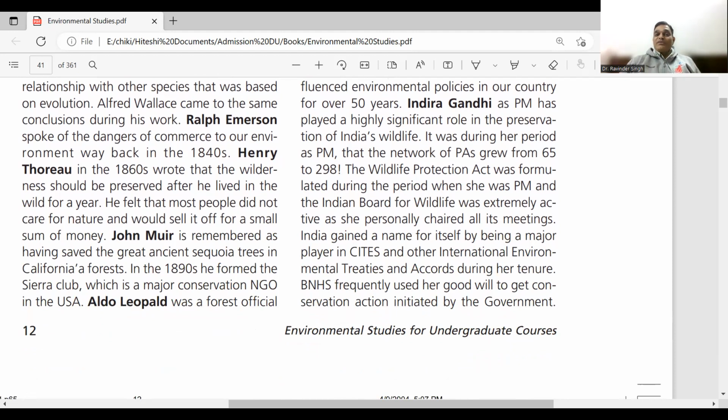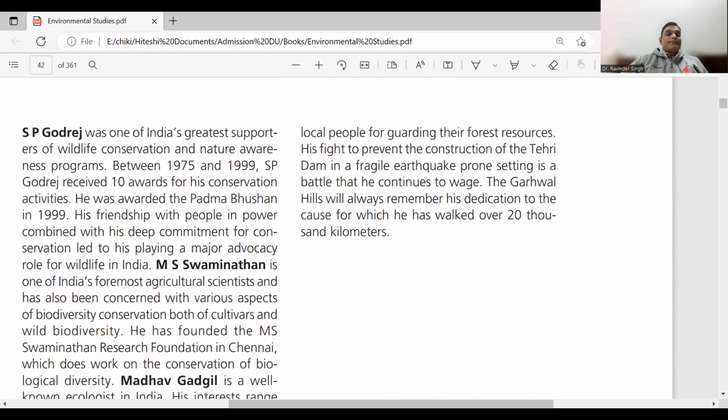The Wildlife Protection Act was formulated during the period when she was PM, and the Indian Board for Wildlife was extremely active as she personally chaired all its meetings. India gained a name for itself by being a major player in CITES and other international environmental treaties and accords during her tenure. BNHS frequently used her goodwill to get conservation action initiated by the government.